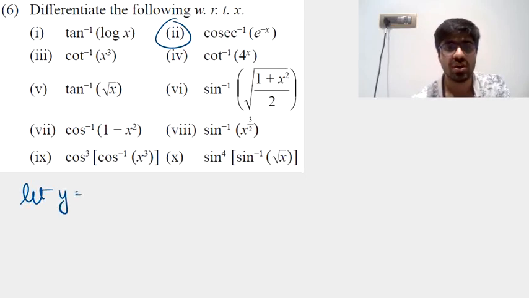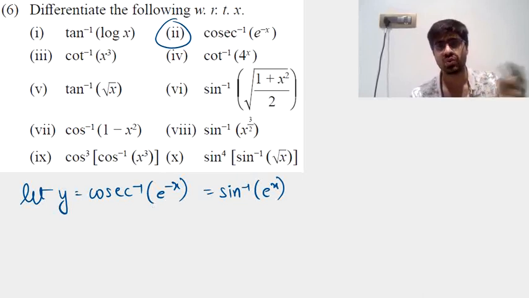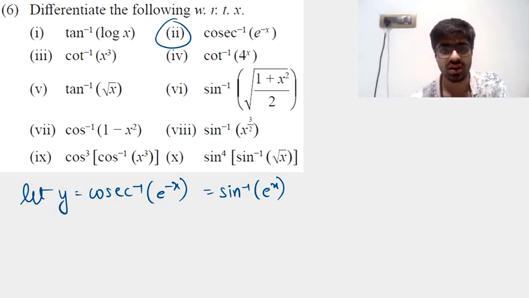So let y be equal to cosec inverse of e power minus x, and we can actually rewrite it as sine inverse of e power x. For all those who didn't get it, e power minus x is 1 upon e power x, and sine inverse x is the same as cosec inverse 1 upon x. So cosec inverse 1 upon e power x is sine inverse e power x. And now we can go for taking a derivative.